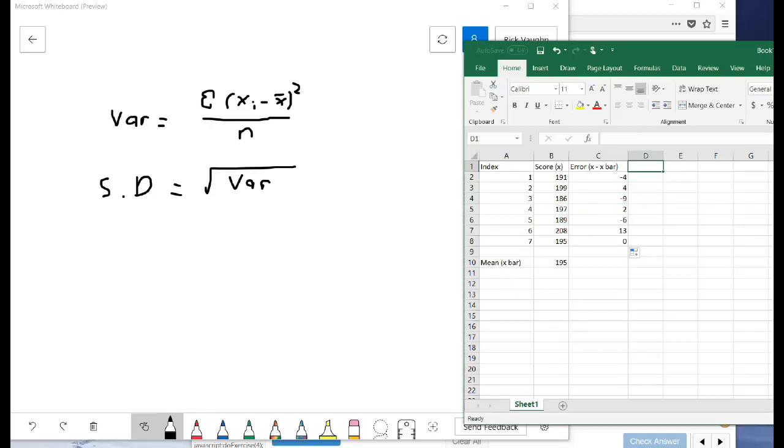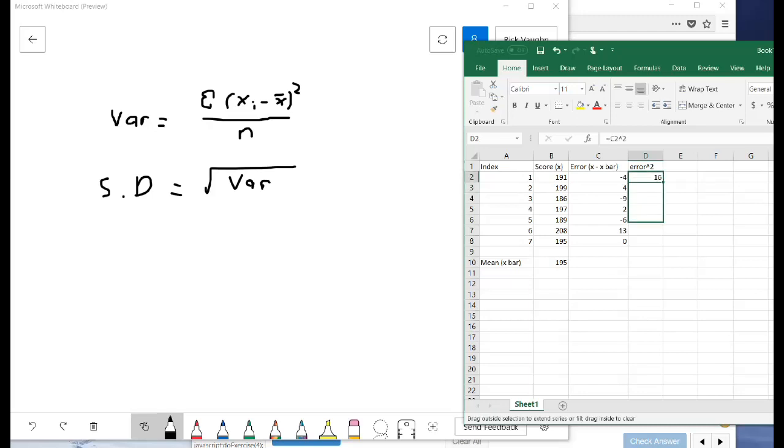The next thing I need to do is square each of these numbers. Okay, so this will be the error squared. And I'm going to take this number that I just computed, the error, and multiply it by itself. C2 times C2. I can also do the up caret for raised to the power of 2. C2 raised to the power of 2, or C2 times C2. So that should be 16. Negative 4 squared is 16.